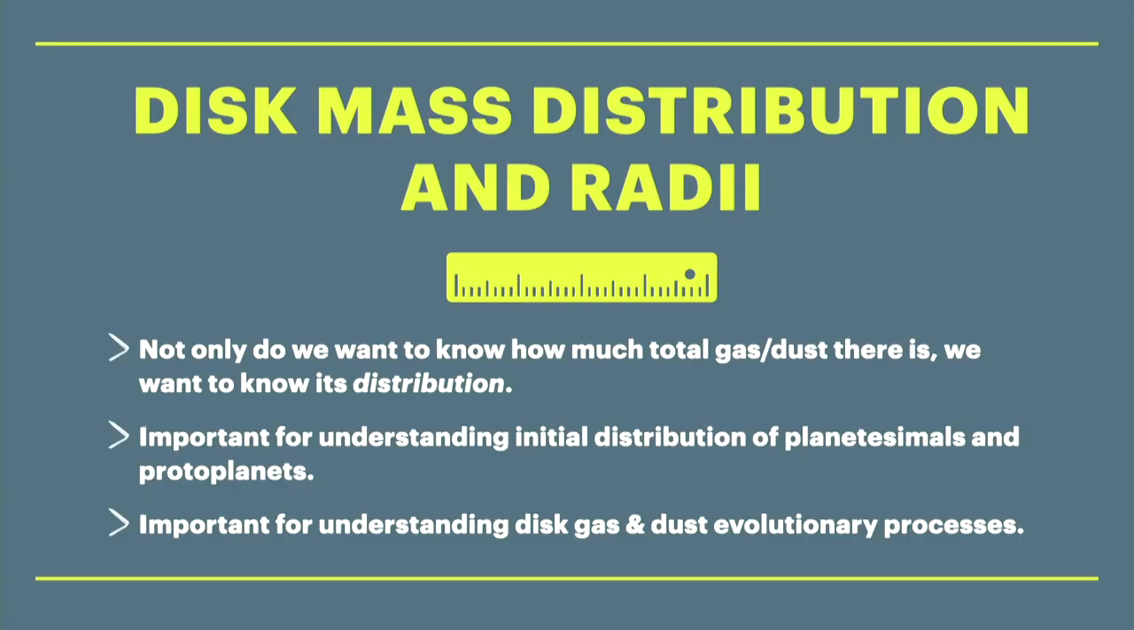Okay, so moving on, this will be a little bit shorter. Disk mass distribution, so how is it spread with distance from the star, and how can we measure the disk radius? All right, so first, why would we want to do this? Well, we want to understand what total mass distribution is available to go into forming planets. We also want to understand how disk gas and dust evolve in time.